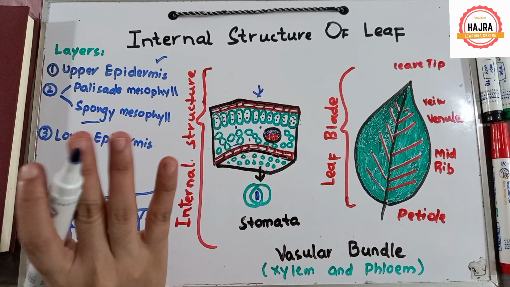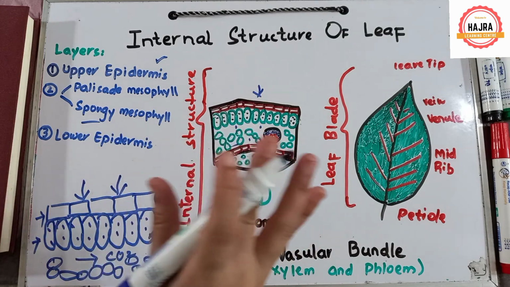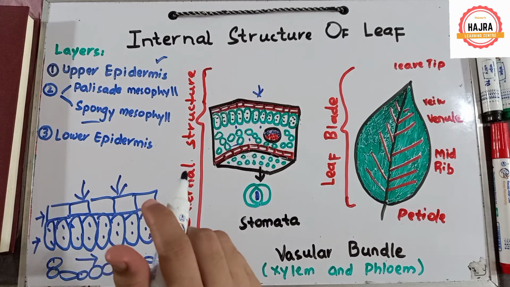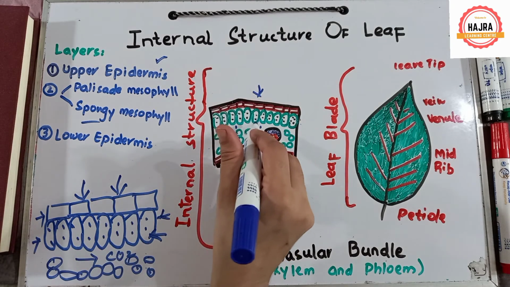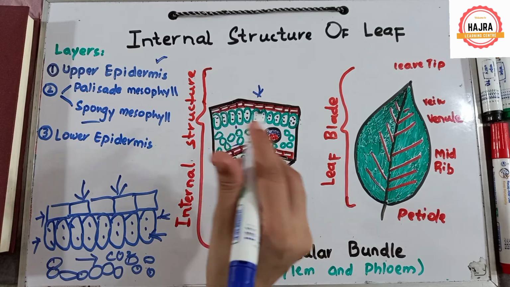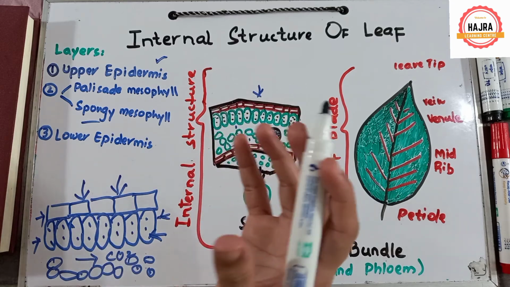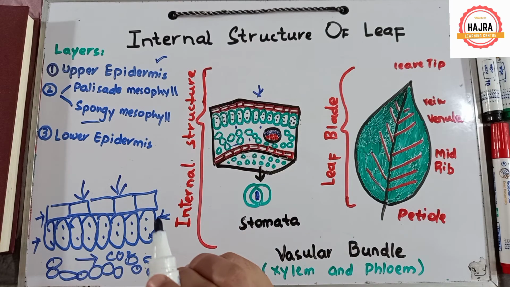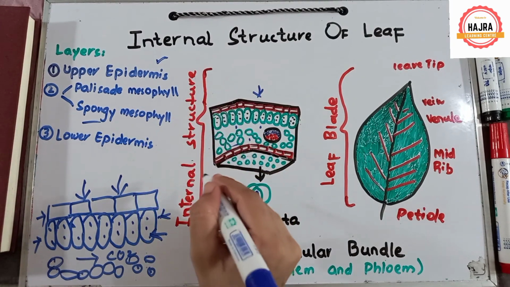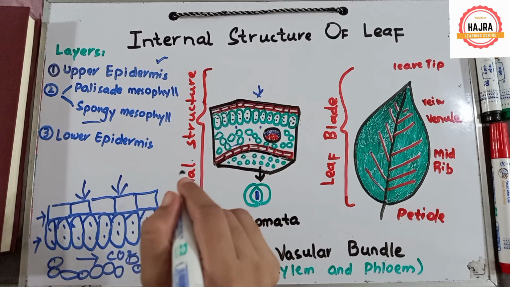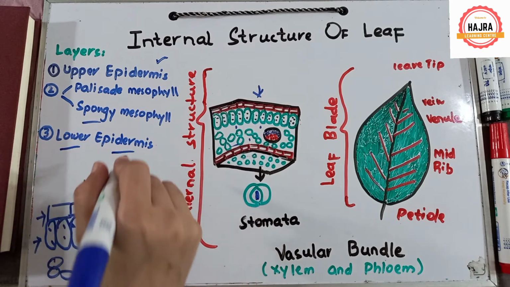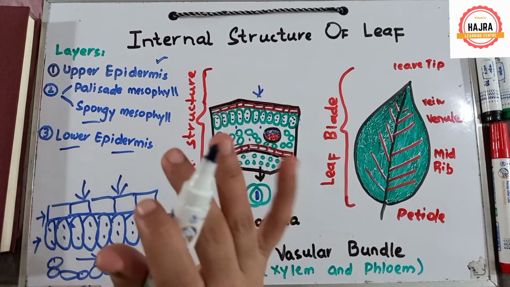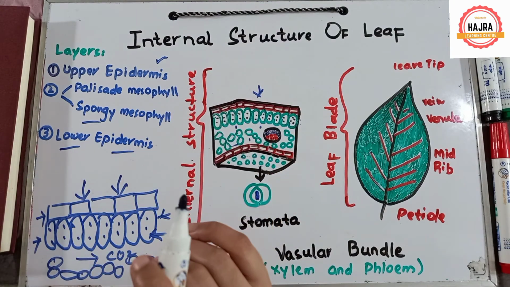Spongy mesophyll do not have a regular shape and they are not in a regular pattern. And there are spaces between them. Look at here, there are spaces between them. So why do they have spaces? Just to trap carbon dioxide which they are going to take from the air. Underneath the spongy mesophyll, there is the next layer, which is the last layer, called lower epidermis. The structure of the lower epidermis is the same as the structure of the upper epidermis.